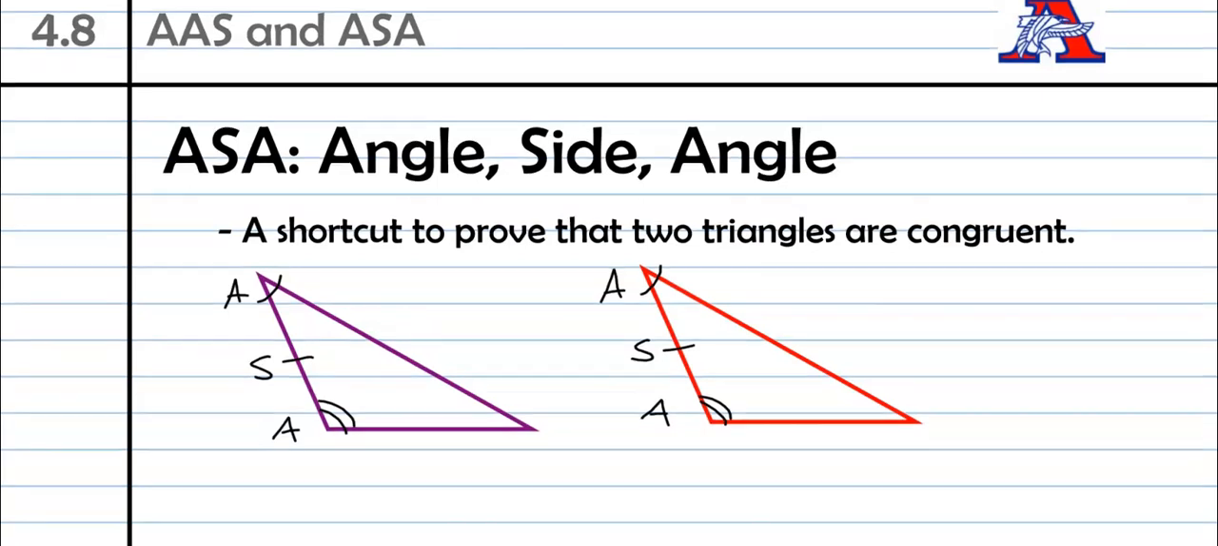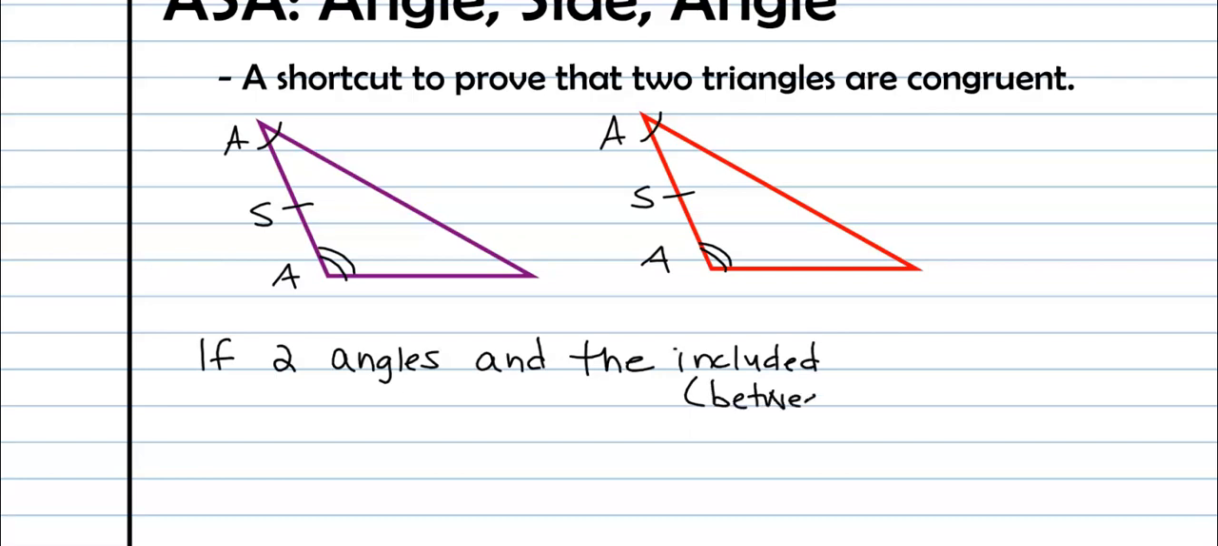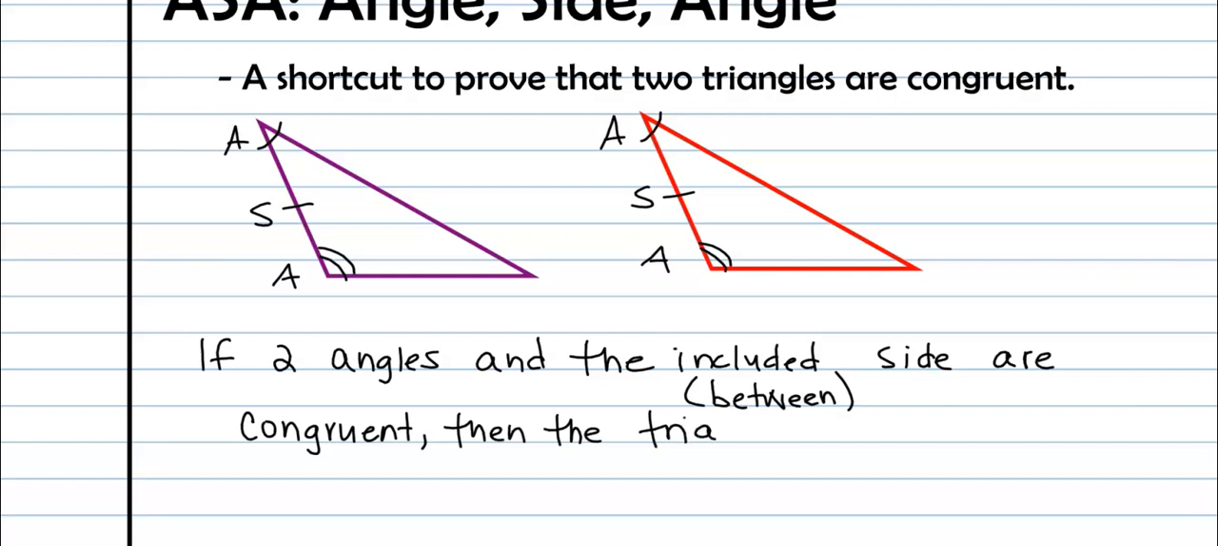So in words, this one would be if two angles and the included side, included means between, so the side between, then the triangles are congruent.